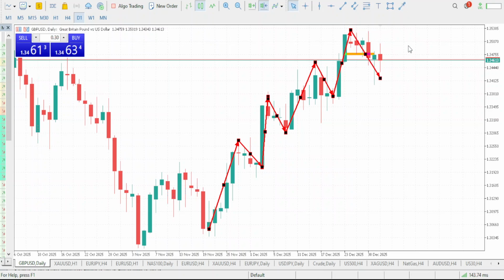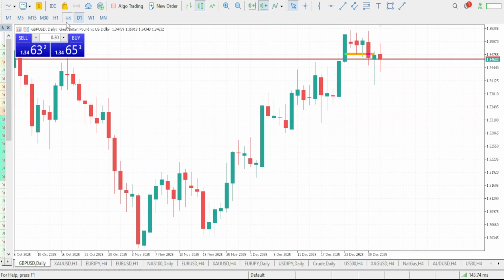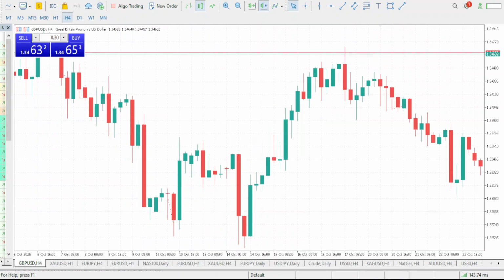Now that we've gotten this higher low, our next movement on GBP USD will be a bullish move that will form a new higher high. So in the long run, we should be anticipating a bullish move on GBP USD. In the long run, GBP USD will definitely give us that bullish move, right? Now let's go down to the four-hour time frame.